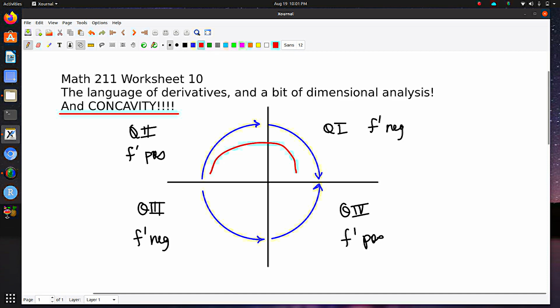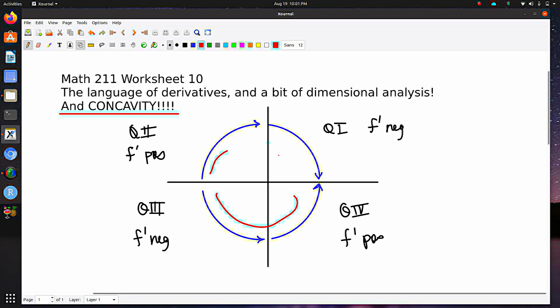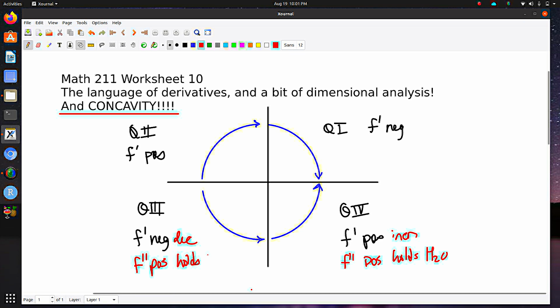Well, from here to here is spilling water, and from here to here it's holding water. Okay, so when it's holding water, the second derivative is positive because it holds water. Positive because it's increasing, right? So f prime is negative because it's decreasing, but f double prime is positive because it holds water. And over here, quadrant 1, f double prime is negative because it spills water. And quadrant 2, f double prime is also negative because it spills.